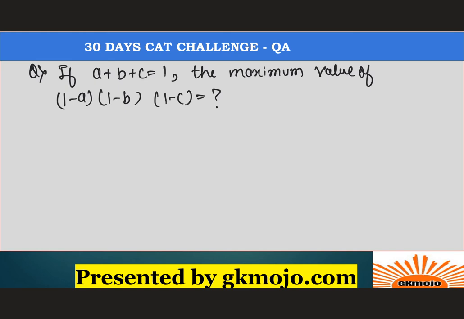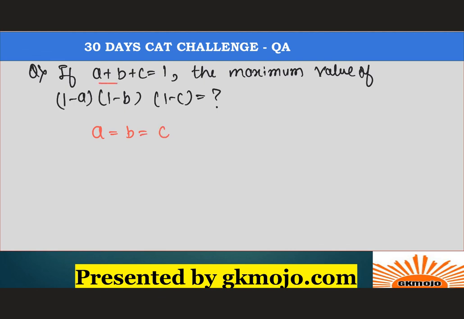Here what is given is a plus b plus c is equal to 1. Okay, and they've asked you the maximum value of this expression, 1 minus a into 1 minus b into 1 minus c. Again in this question, the condition and the expression are homogeneous in nature. Let's suppose if I interchange a, b, c, the condition and the expression will still remain the same. So the variables a, b, c are equal. So a is equal to b equal to c.